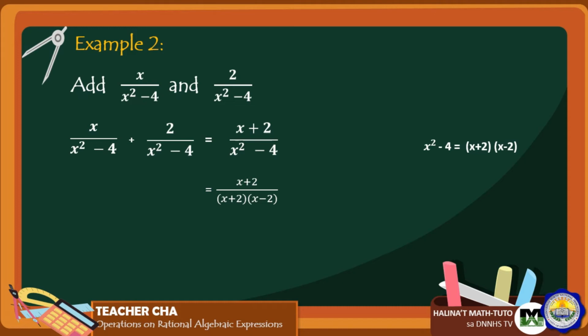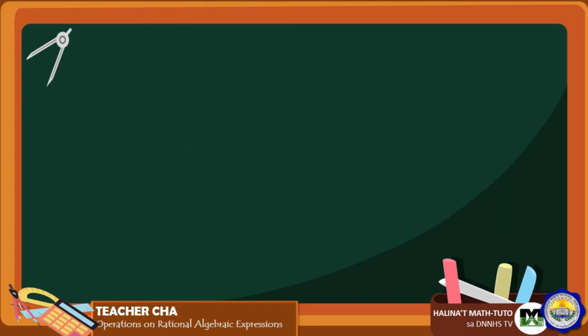If you will notice, there is a common factor in the numerator and in the denominator. So we cancel common factors. So what is left in the numerator is 1 and in the denominator is x minus 2. Therefore, our answer is 1 over x minus 2.